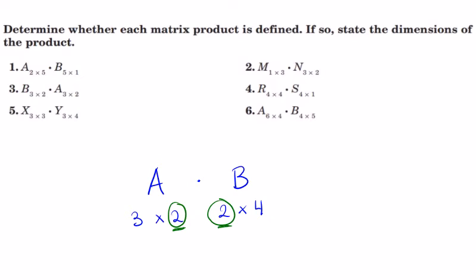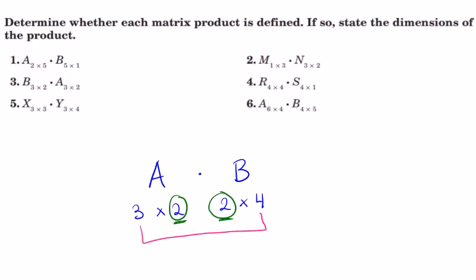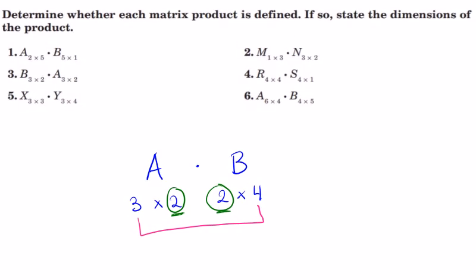After you multiply, what you're going to end up with is the number of rows of the first and the number of columns of the second. So if I multiply matrix A by matrix B in this situation, I would end up with a 3 by 4 matrix. Now, if the columns of the first don't match up with the rows of the second, then you say undefined. So not impossible, but undefined when they don't match up.